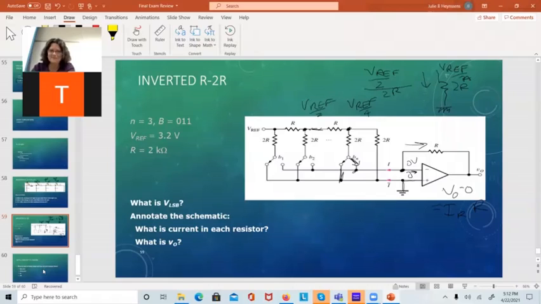V equals IR. You can calculate pretty much everything from the circuit just using Ohm's law. If you know that as you go across the ladder, you're going to drop down by a factor of 2. And that if you know that the voltage at both terminals of an op amp is 0. It's not 0, it's the same. In this case, it's 0. So pay attention to that. Okay.